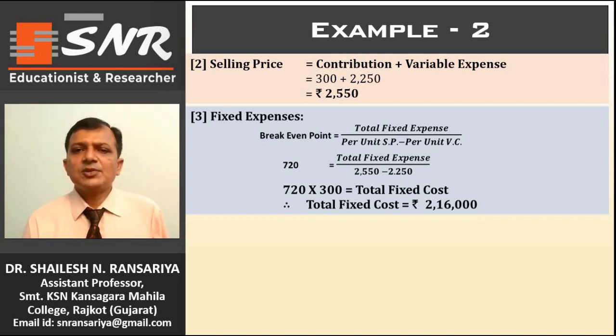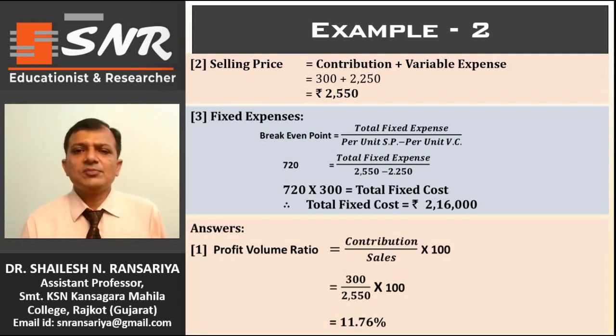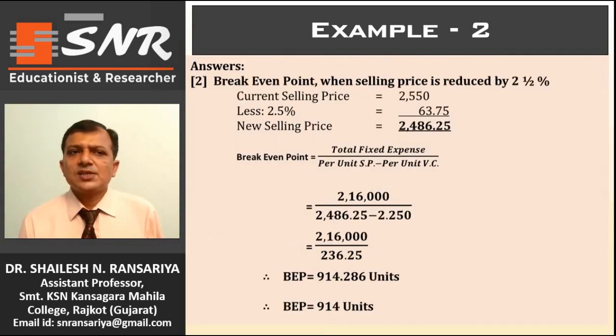Now we will calculate the required answer. First, profit volume ratio is equal to contribution divided by sales multiplied by 100. Here the contribution is 300, selling price 2550, multiplied by 100. So PVR is 11.76%.